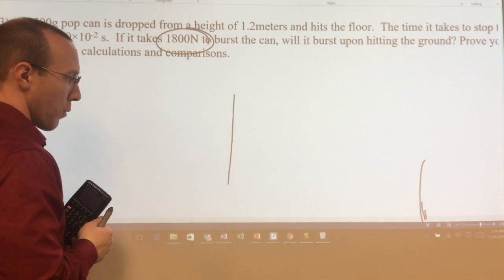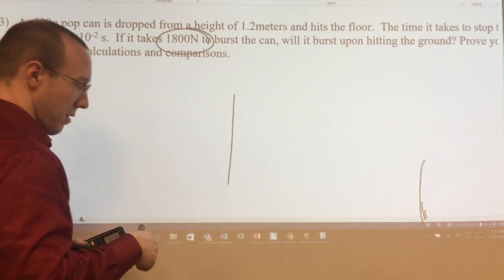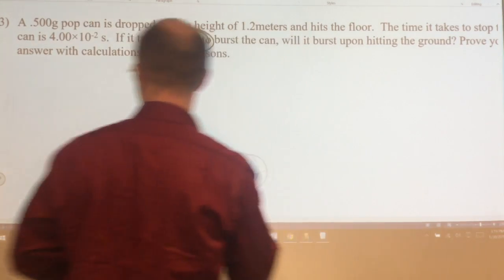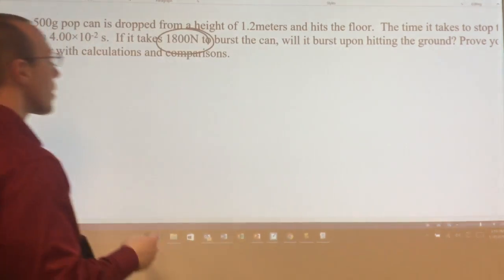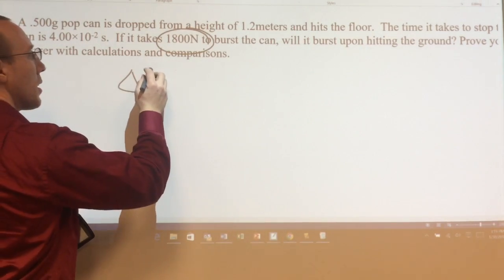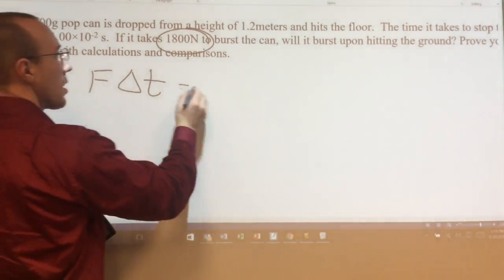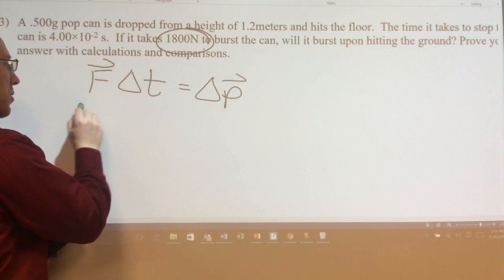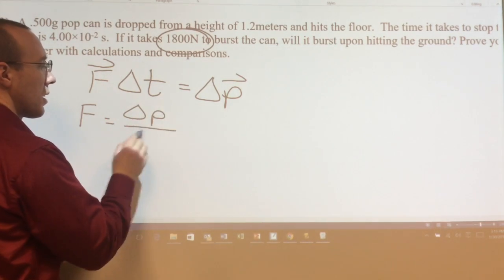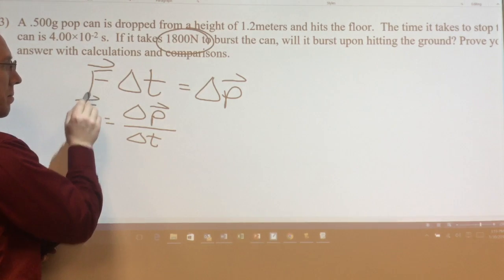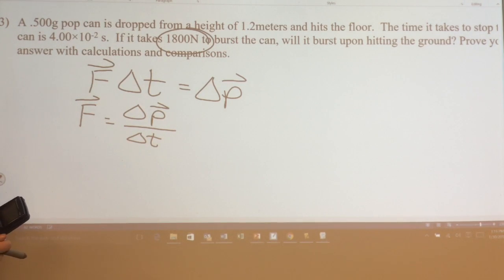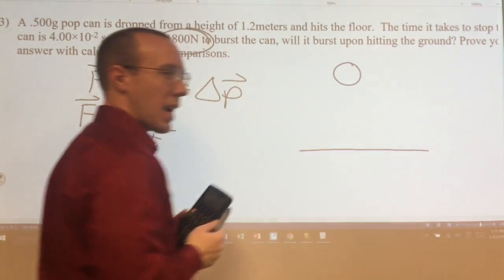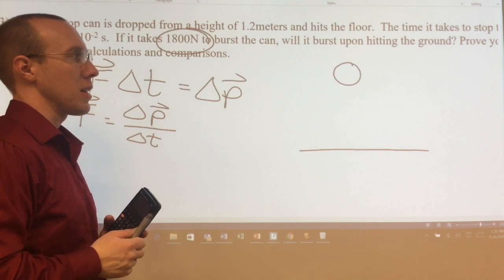So our real question is how much force? We can write it right here. We have Ft equals change in P. And we're solving for the force, so the force is equal to the change in P divided by the change in T. The one thing the problem does not give us is the velocity. But we know from last chapter we can look at the energies to find the velocity.